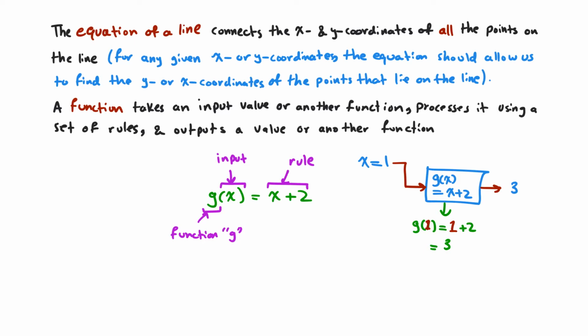So looking at the definition again, the function takes an input value. In this case, our input value is 1, or a function, and we're not going to deal with a function for this set of lessons. It takes this value, processes it using a set of rules. In this case, the rule is g of x is equal to x plus 2, and outputs a value. In this case, once it adds 1 to 2, we get a 3. So it outputs this value 3.